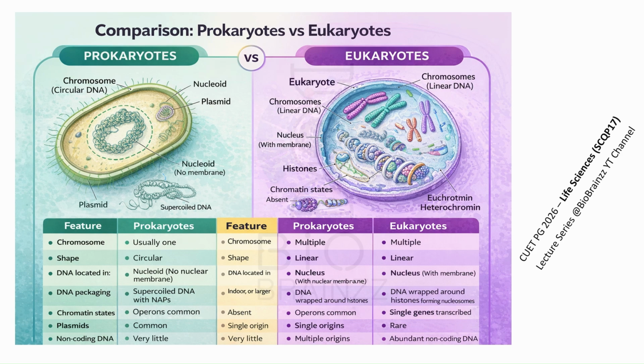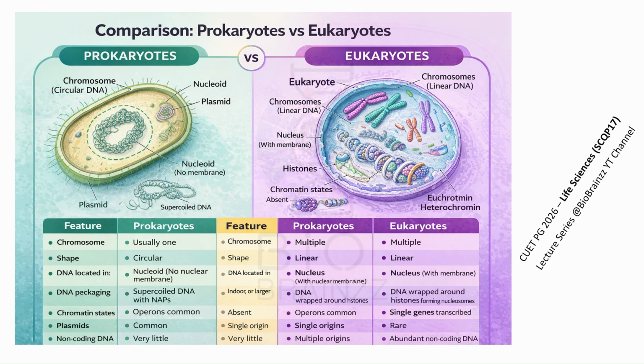Chromatin states like euchromatin and heterochromatin are absent in prokaryotes. Plasmids are commonly present and they contain accessory genes. Also, prokaryotic genomes contain very little non-coding DNA and genes are often organized into operons. Now, on the right side, we have eukaryotes such as plant and animal cells.